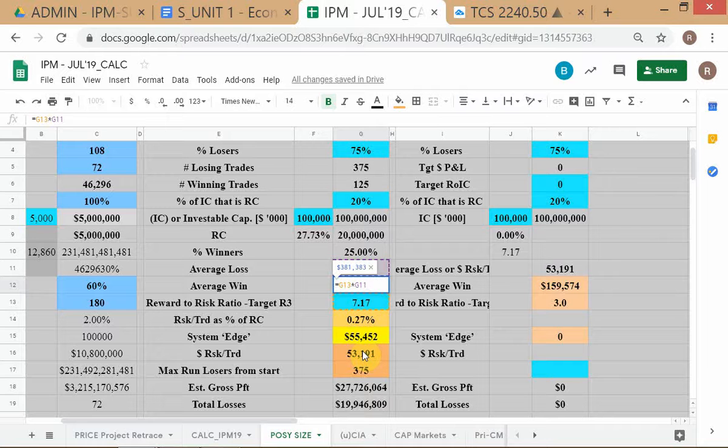You can see that by having a high R3, your average loss is 53K, but your average win is about 381K. The higher the R3, the better it is.